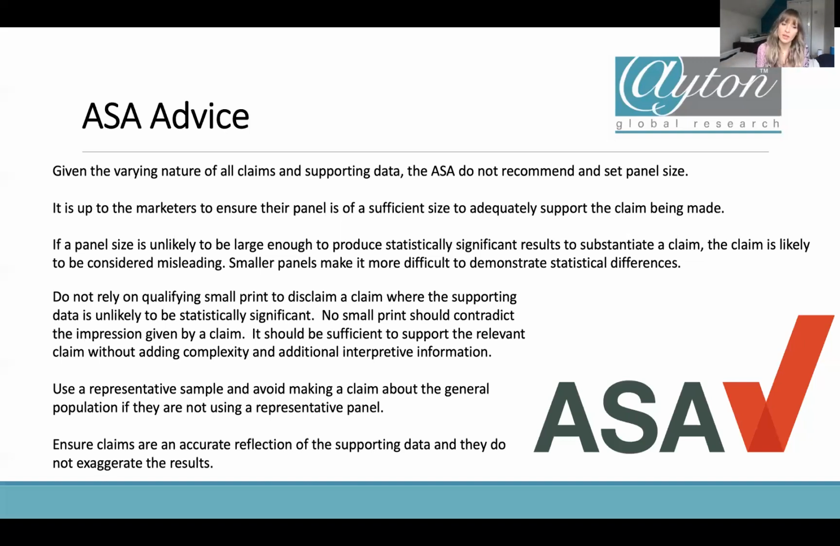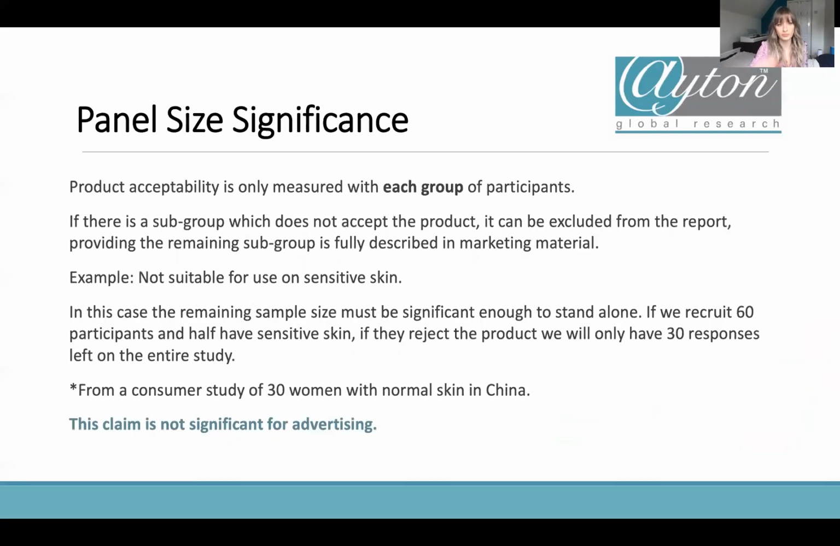Don't ever exaggerate the results. Again, that sounds quite obvious, but a lot of people can really get tripped up by that. It might be saying that there's maybe more people than there was, or more percentage agreement, or just generally exaggerating results without having the data to back it up. So really good take home advice there when you're thinking about your panel sizes.